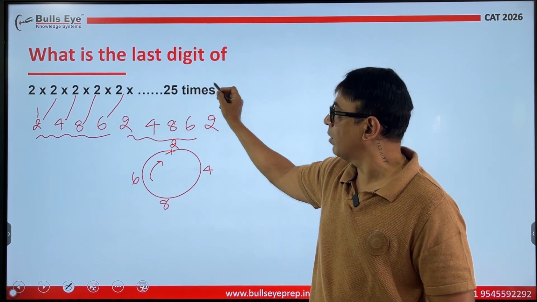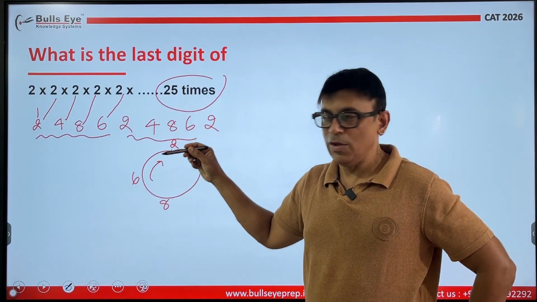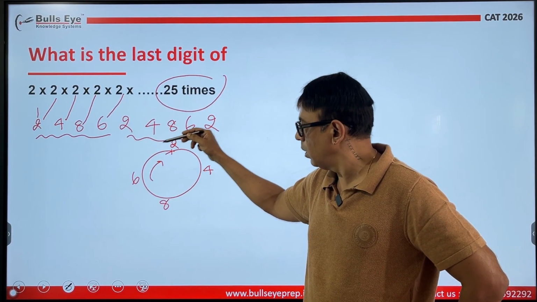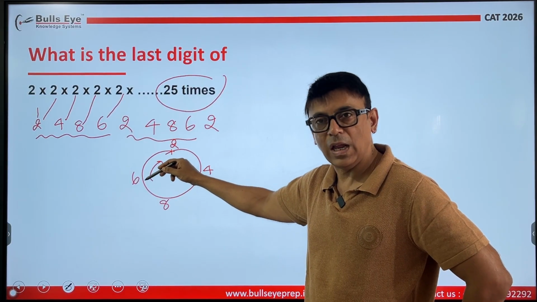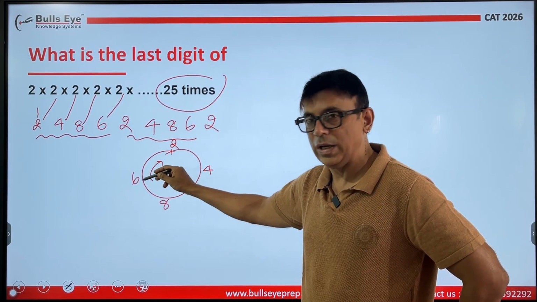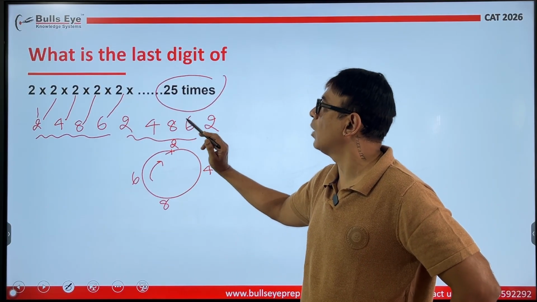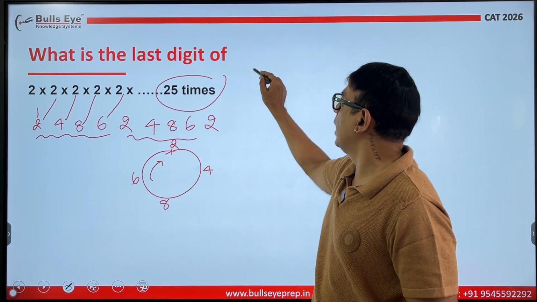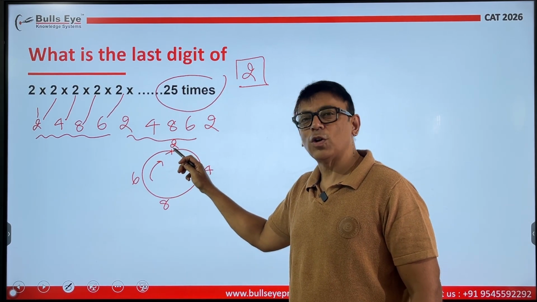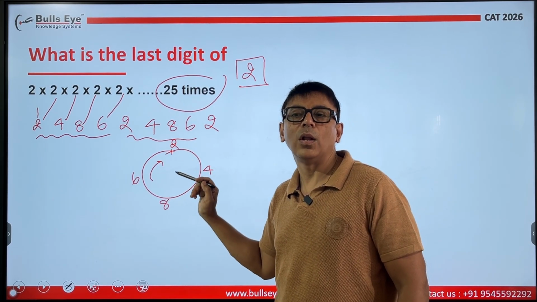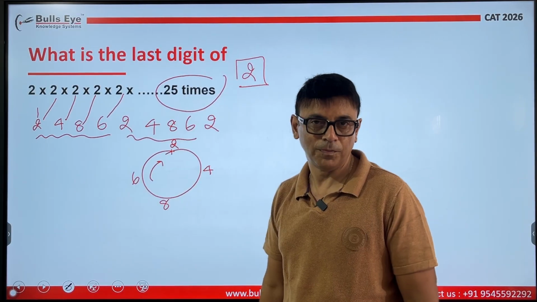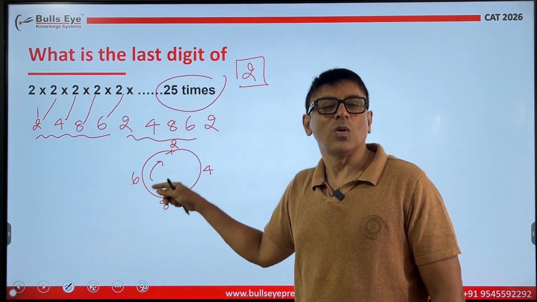How many do we have? 25 times. So it starts from here: 1, 2, 3, 4, 5, 6, 7, 8, 12, 16, 20, 24, and 25. So this will end with 2. So if I count all the stops, 1, 2, 3, 4, and wait for the 25th stop, the 25th stop is 2. It looks childish to count it this way.